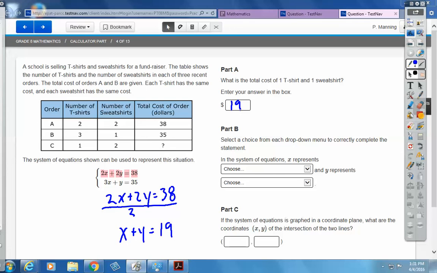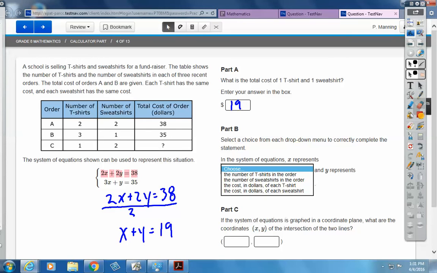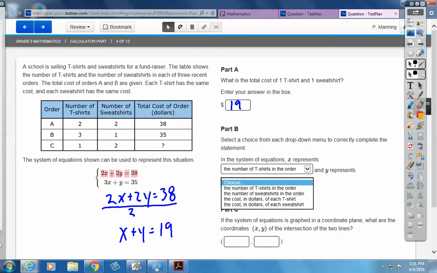Alright. Part B. Select a choice from each drop-down menu to correctly complete the statement. In the system of equations, x represents the number of t-shirts. I think we already talked about that. And you just certainly know because we have 3 and 3. And that would mean y is the number of sweatshirts. Alright, if the system of equations is graphed on a coordinate plane, what are the coordinates x, y of the intersection of the 2 lines?